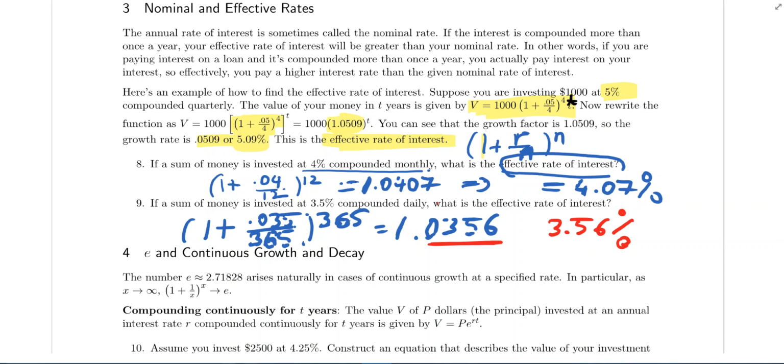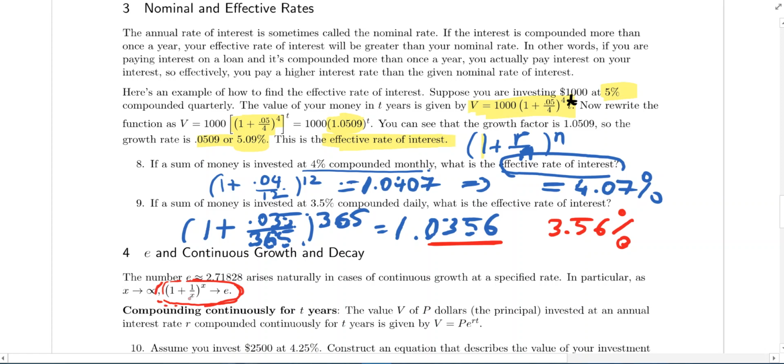So this is where the number e arises. e is just like pi. Its value is approximately 2.71828, and then it goes on and doesn't repeat. So it arises naturally in cases of continuous growth at a specified rate. So if you let your x grow large, your x here plays the role of the n in the previous formula, this quantity is actually going to get closer to e.